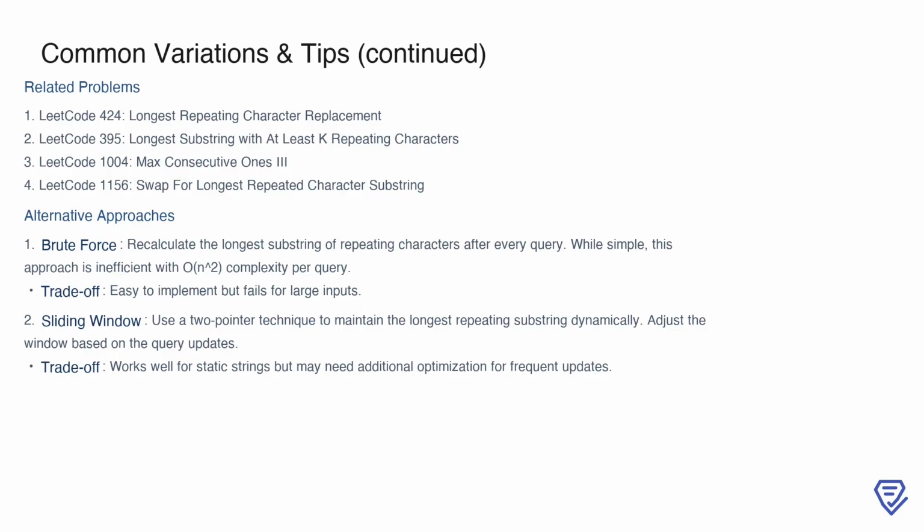Here, you recalculate the longest repeating substring after each query. While straightforward, this approach is highly inefficient with a time complexity of O(n²) per query, making it impractical for larger inputs. A sliding window approach can offer moderate improvements. By maintaining the longest repeating substring dynamically and adjusting the window based on query updates, you can achieve better efficiency for static strings. However, frequent updates may still require additional optimizations to handle the problem's full scope effectively.